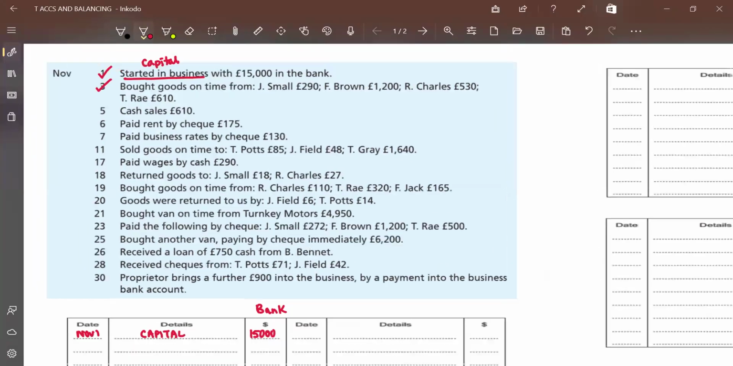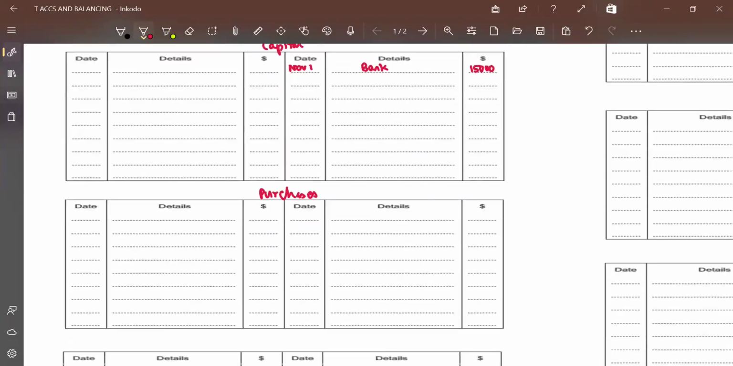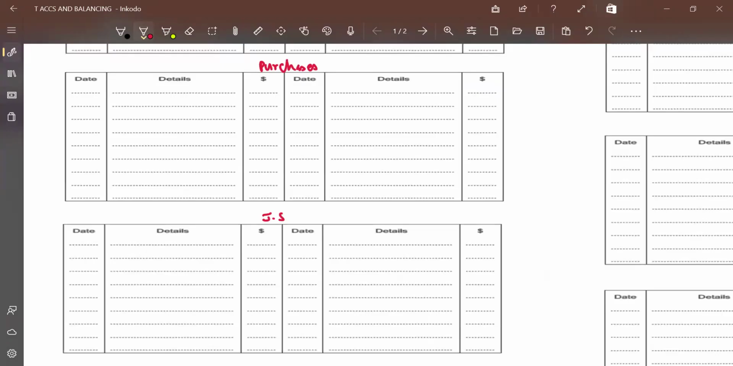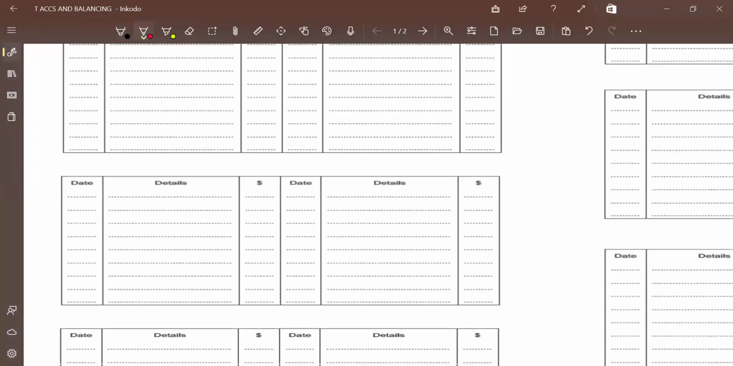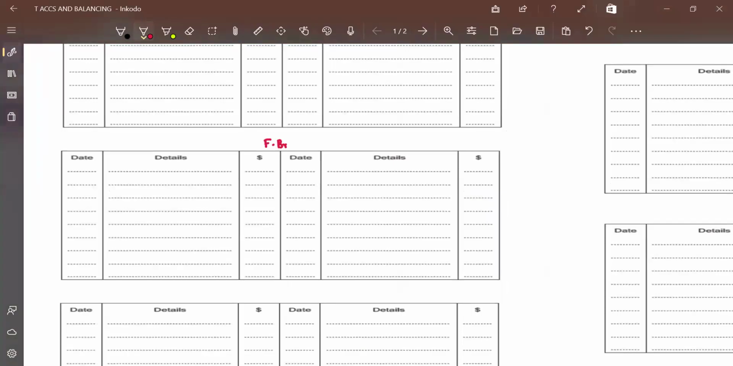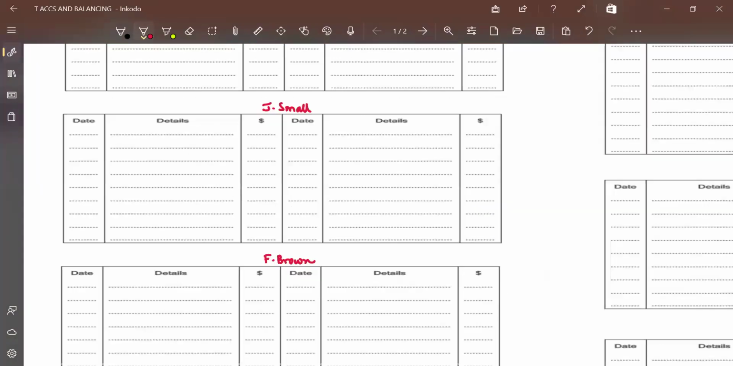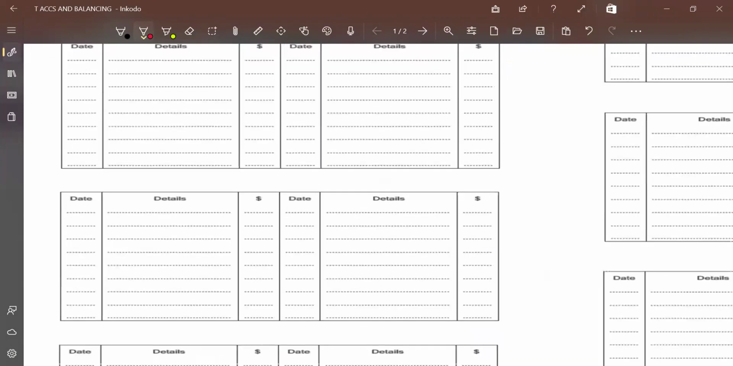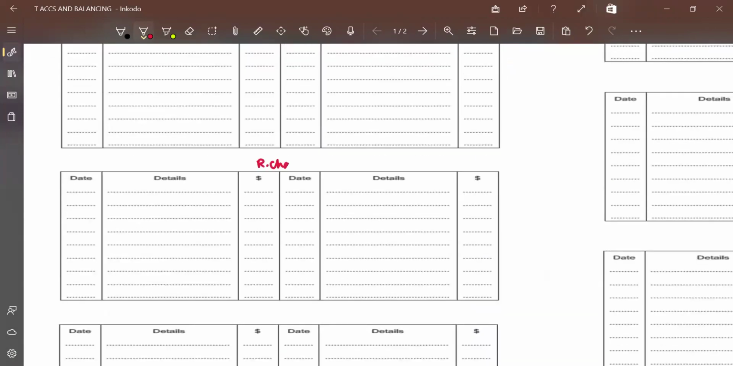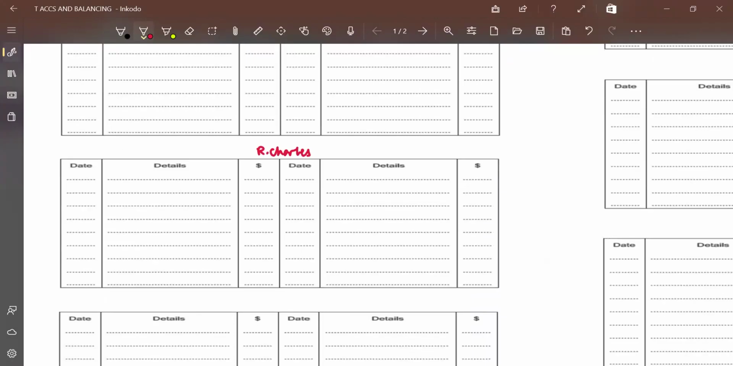So J Small 290. I'll have to prepare a T account for J Small, and then I have to prepare an account for F Brown, and then I have to prepare an account for R Charles and T Ray.